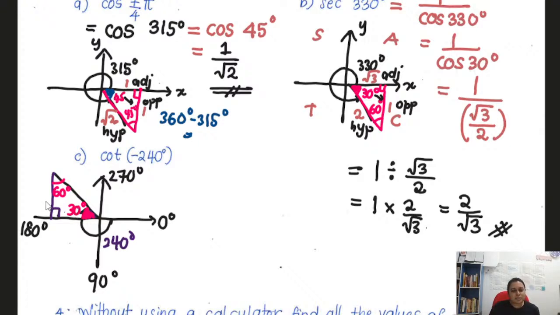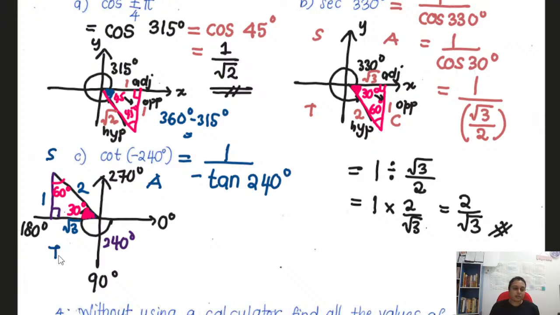30 was how much just now? 1. 60 was 3. Hypotenuse was 2. See, that's why you remember the segitiga. Teacher want you all to remember. Hafal dua-dua segitiga. Okay, sekarang ni cotangent memanglah tak boleh cari daripada your graph. So, cotangent we going to change to tangent. Tangent 240. Negative I put outside.